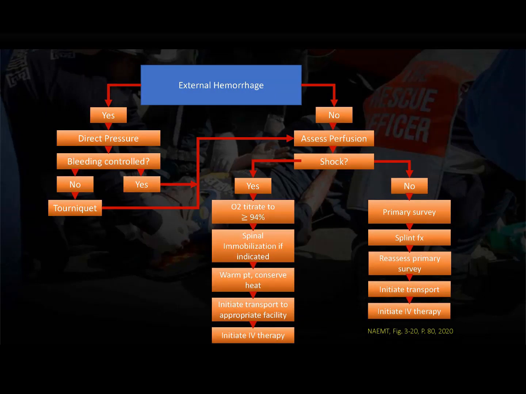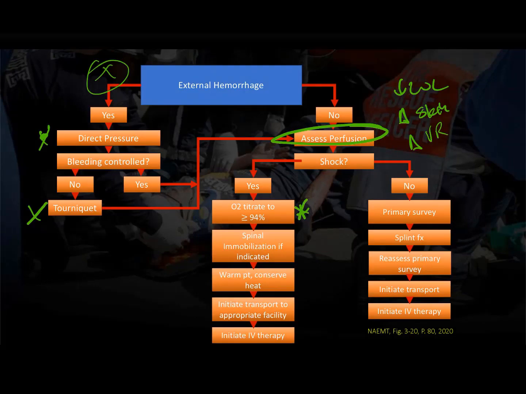All right, so as we go down this shock route here, we can see that we're going to start off with making sure that we've titrated oxygen and ventilatory rate. We're managing the need for C-spine as necessary. We're going to make sure we warm the patient, conserving heat. Again, 85 degrees Fahrenheit, patient compartment. Again, we're uncomfortable, but they should be quite warm. Initiate transport to the appropriate facility, and only then will we move on to IV therapy.